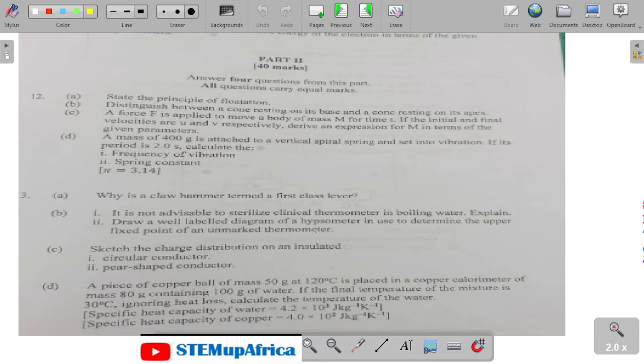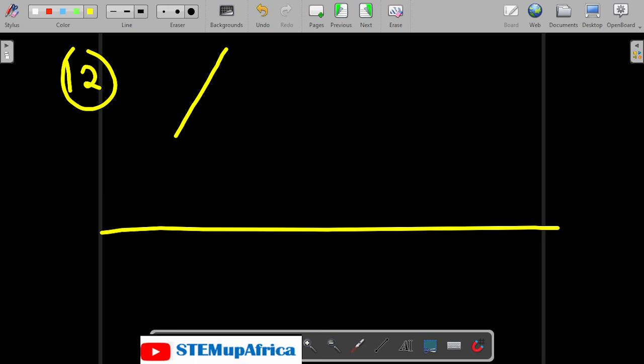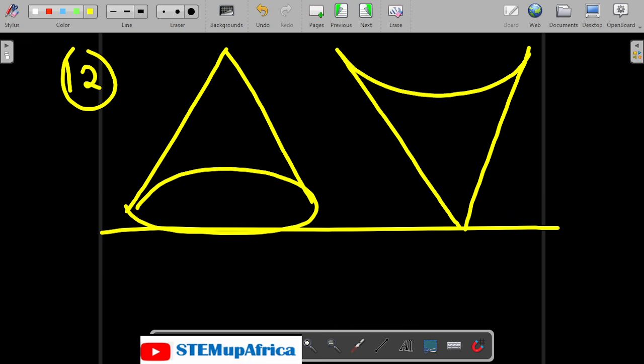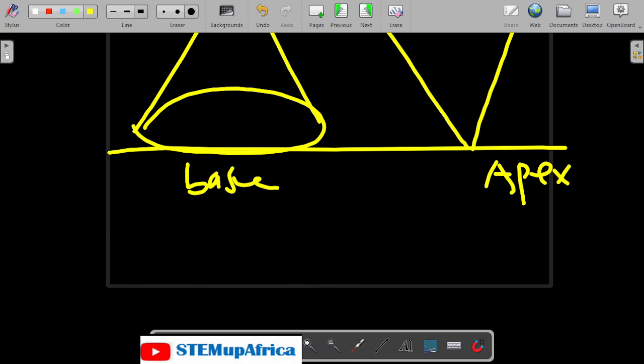Question 12b. Distinguish between a cone resting on its base and a cone resting on its apex. 12b. We have two cones, one resting on its base. So let's assume this is our floor. We have a cone like this, resting on the base, while we have another one like this resting on its apex. So this is the base, and this one is the apex. So how do we distinguish between them now?